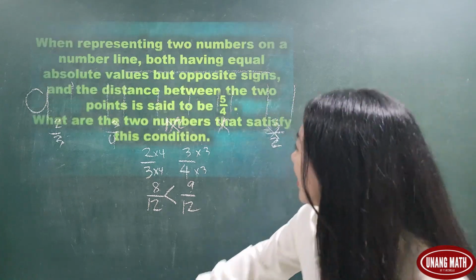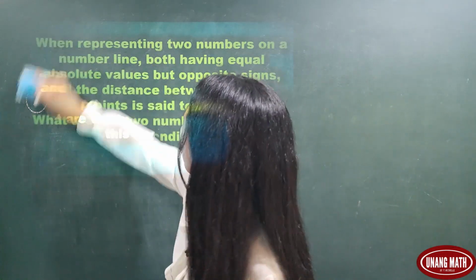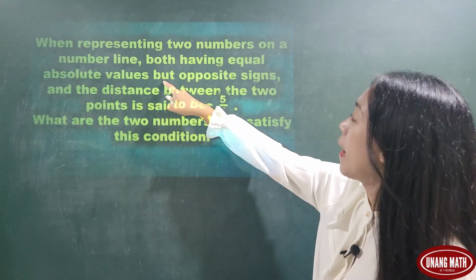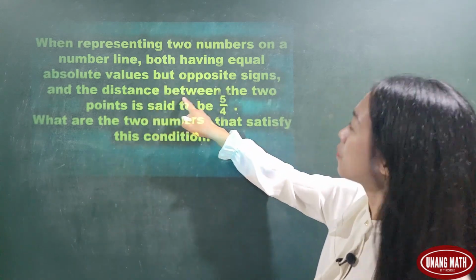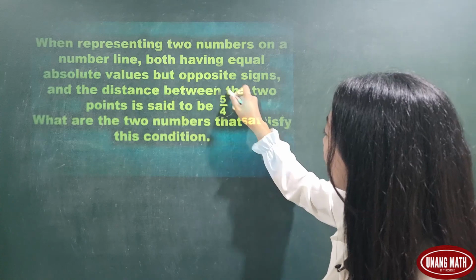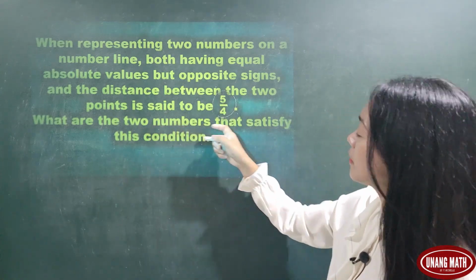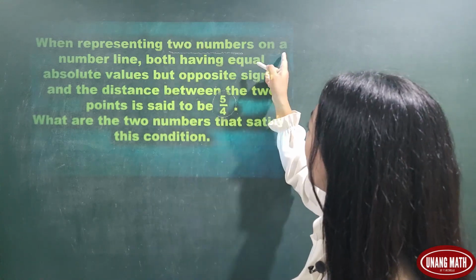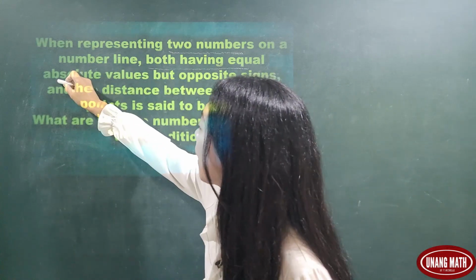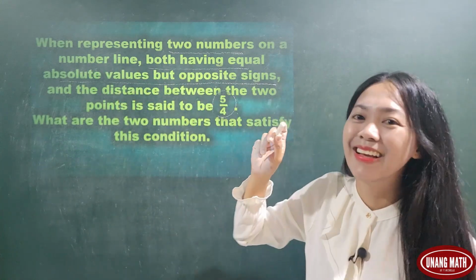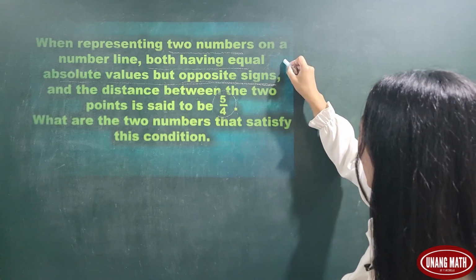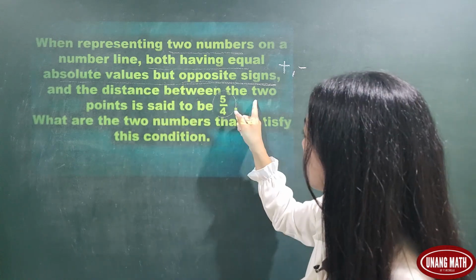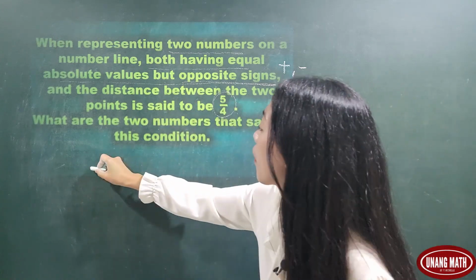Okay, let's have the next problem. When representing two numbers on a number line, both having equal absolute values but opposite signs, and the distance between the 2 points is said to be 5 over 4, what are the two numbers that satisfy this condition? Okay, two numbers on a number line, both having equal absolute values but opposite signs. Opposite signs, that means positive and negative numbers. The distance between the 2 points is said to be 5 over 4.